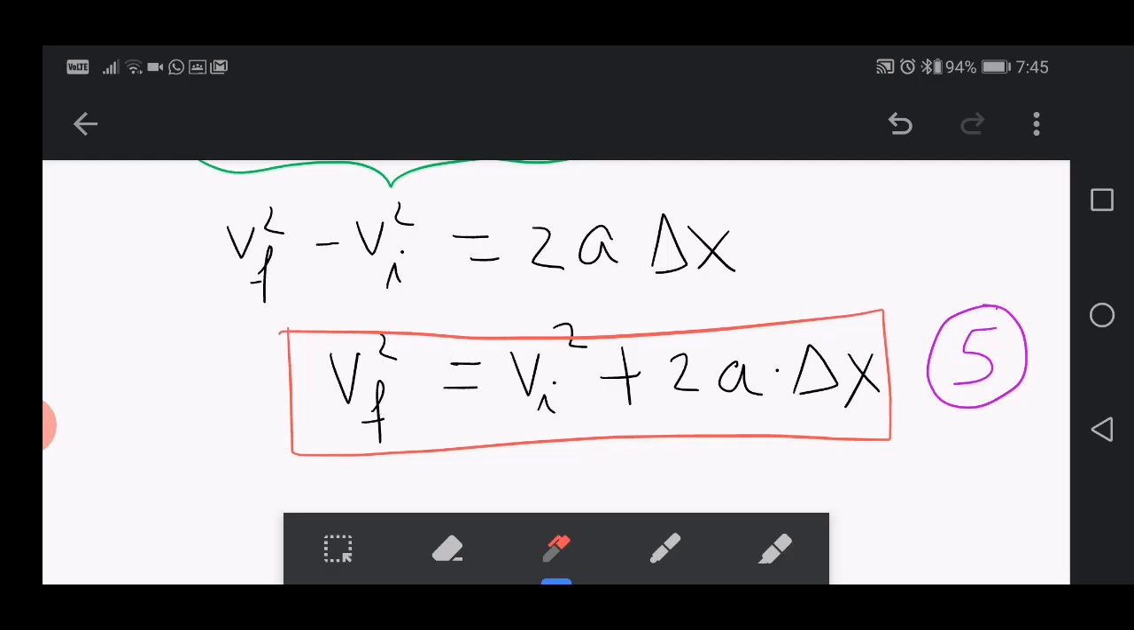5 variables, 5 equations. Each of those equations has 4 elements, and on the next video we'll find out how to use them in a productive way.